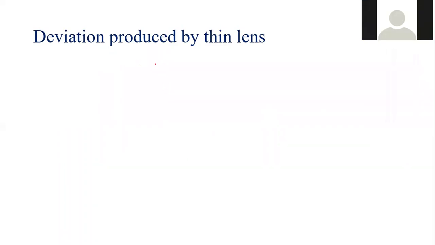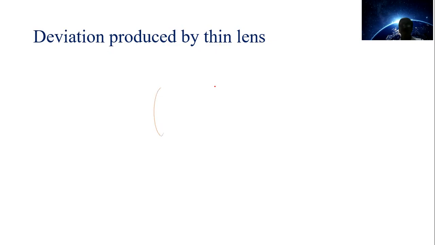Yes, sir. We saw last time, lens is a combination of prisms. And what is the role played by the prism? Prism produces the deviation and therefore the thin lens also produces the deviation. That is, it changes its path. Deviation means changes its path. The thin lens produces the deviation.